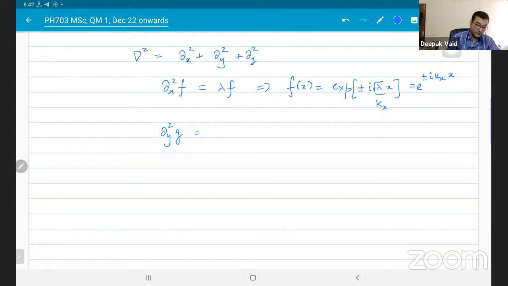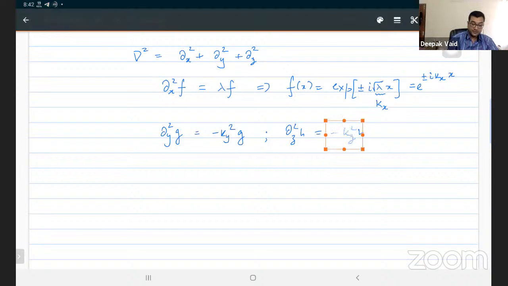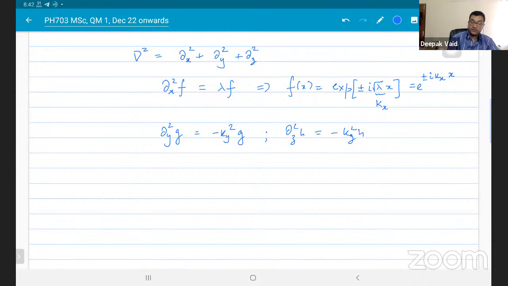Same way for dou y square, I can write this as minus ky square g, and dou z square h is equal to minus kz square h. Now, in general, the eigenvalues are negative. That's why we are writing ky square, kz square. But you can also have complex eigenvalues, or positive eigenvalues, in which case kx, ky, and kz would just become imaginary numbers, so that you get a positive sign.